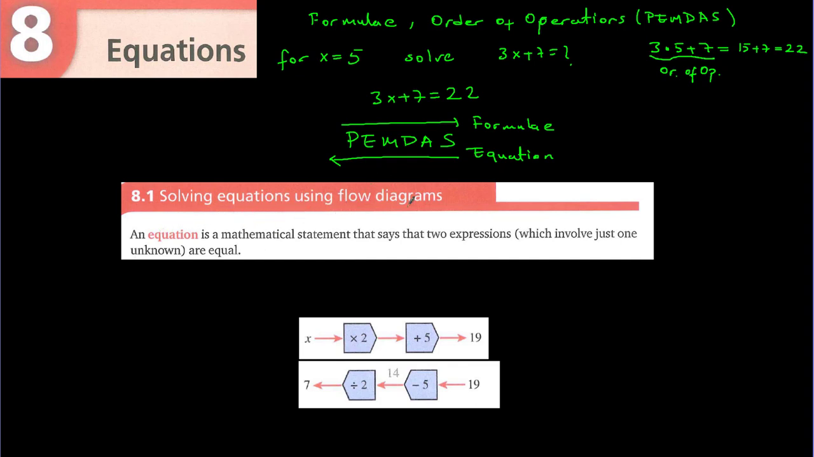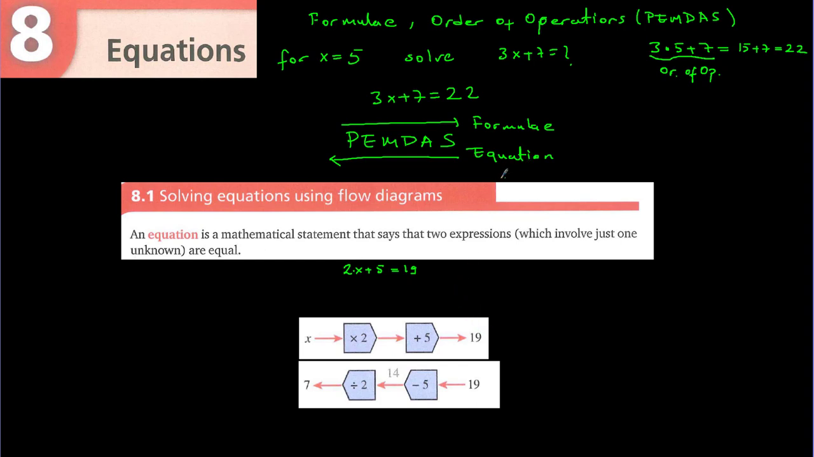An equation is a mathematical statement that says that two expressions which involve just one unknown are equal. Which means here, if I give 2x plus 5 is equal to 19, firstly, around x, I'm checking which operations there are. Here times 2, then plus 5 is coming. With respect to this order, we know that first multiplication it should be. So the flow diagram says x, when you insert the equation, first multiply by 2, then add 5. Then that's equal to 19.